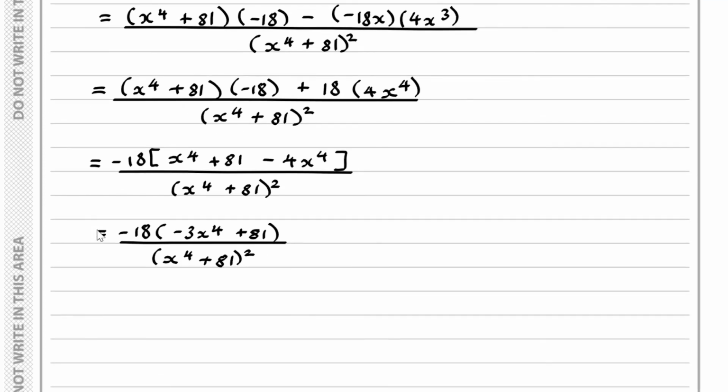And if I multiply this negative into the bracket, we can therefore conclude that d squared y over dx squared is equal to 18 lots of 3x to the 4 minus 81 over x to the 4 plus 81 squared. That's quite useful for us.